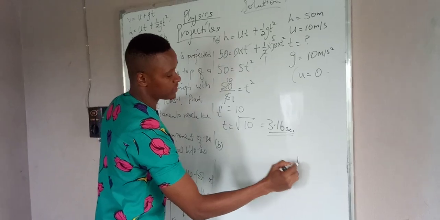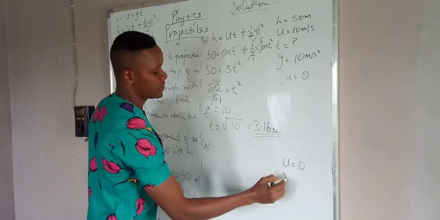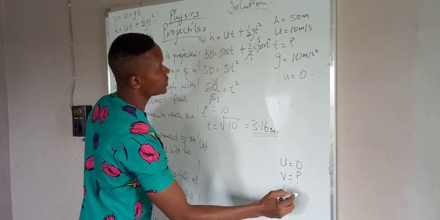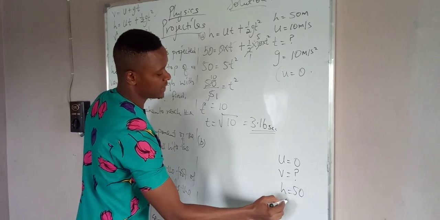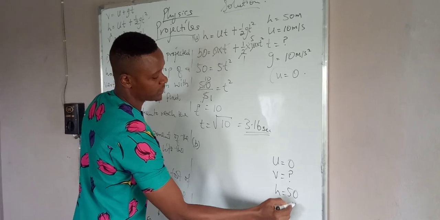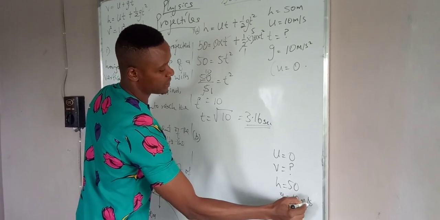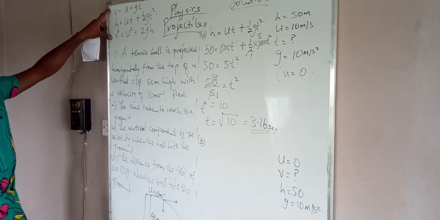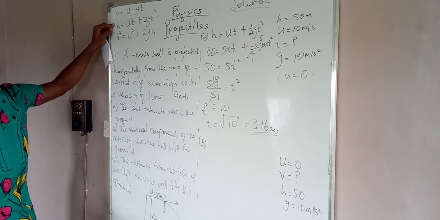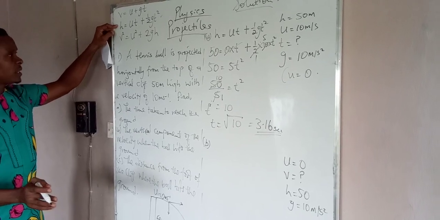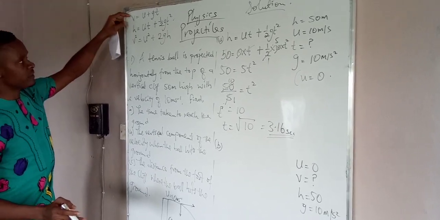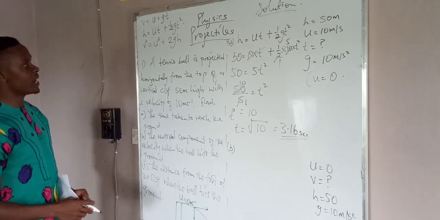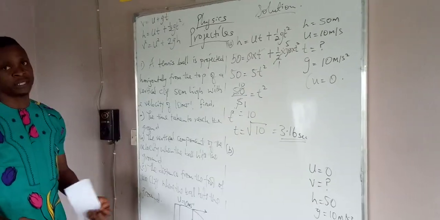Also, at this instance, U is still 0, so we are looking for V, where we have H equal to 50 and G equal to 10 meters per second squared. So which of these equations would allow us to solve for V? Automatically, equation 2 is off our options. So we have this and this. We go for equation 3. Equation 3 will allow us to solve for that without considering time.